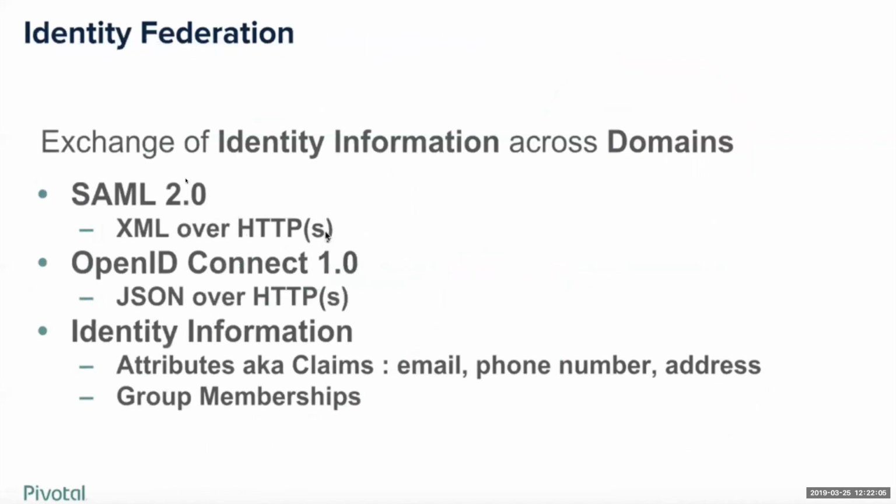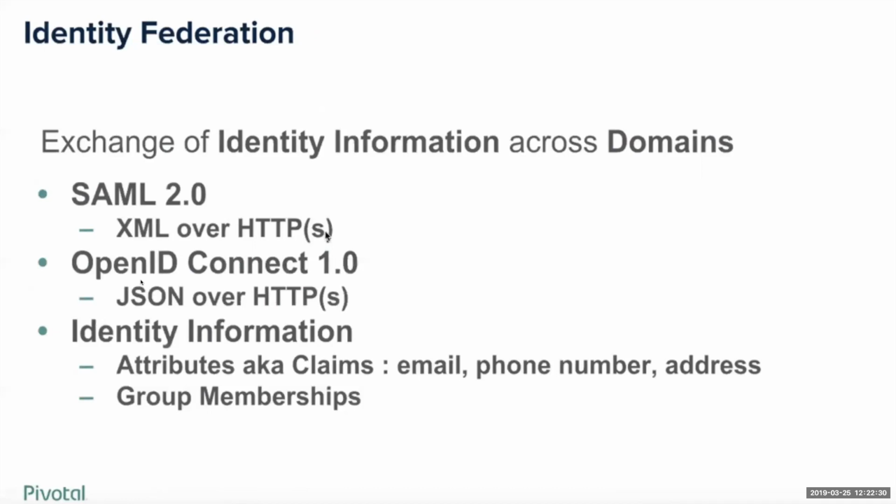SAML is a protocol where the communication is done as XML over HTTPS. The newer protocol that is more popular nowadays is OpenID Connect, where the communication is done as JSON over HTTPS.